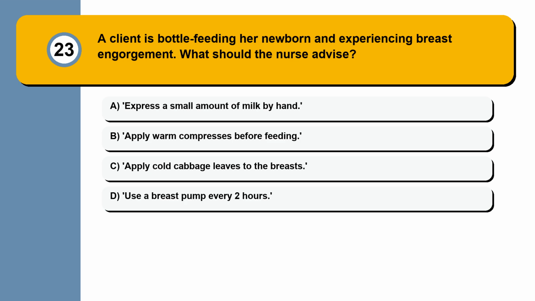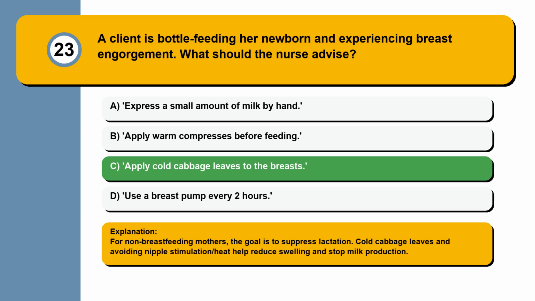Question 23. A client is bottle feeding her newborn and experiencing breast engorgement. What should the nurse advise? Express a small amount of milk by hand. Apply warm compresses before feeding. Apply cold cabbage leaves to the breasts. Use a breast pump every 2 hours.